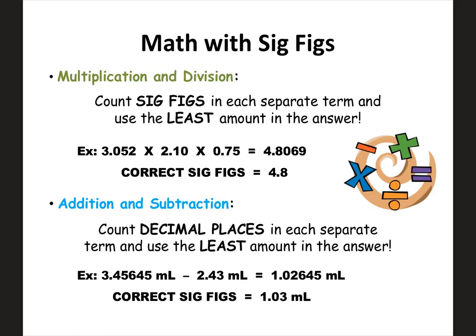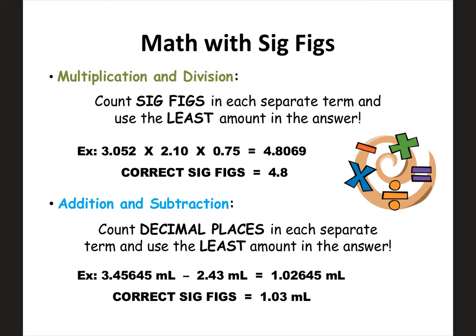So we learned how to count sig figs. We learned how to round with sig figs. The whole idea of sig figs here is that we're going to be using them when we do math problems in chemistry. And there's separate rules you need to follow for multiplication and division, and then addition and subtraction. So you have to know these rules and you have to pay attention to what you're doing.